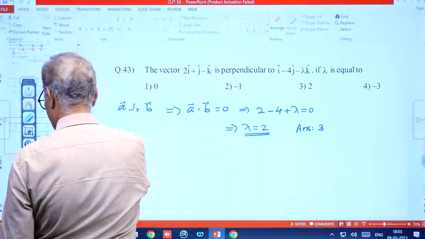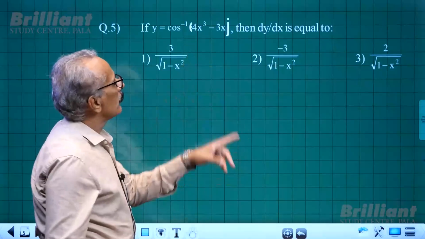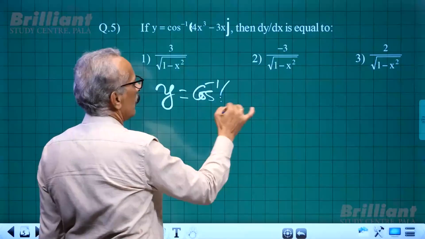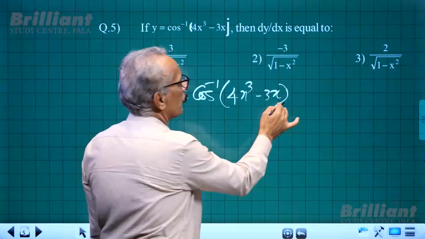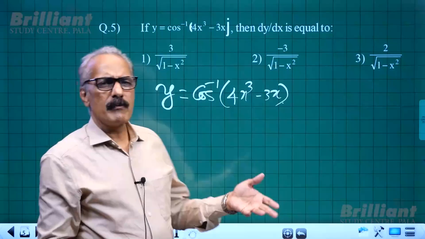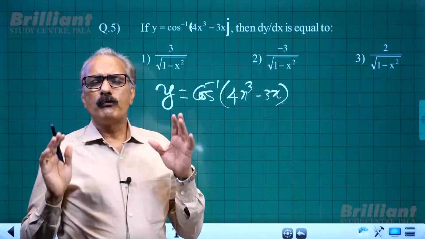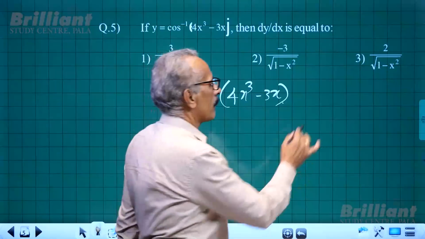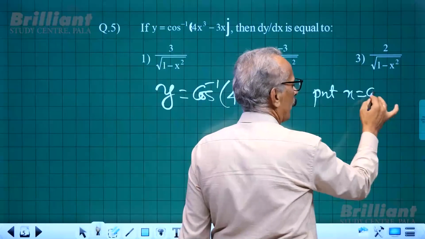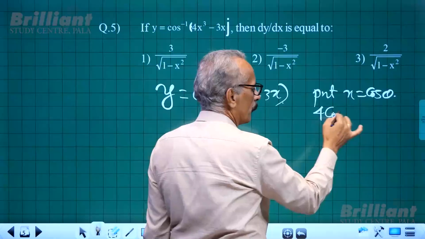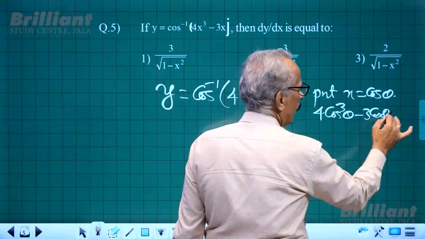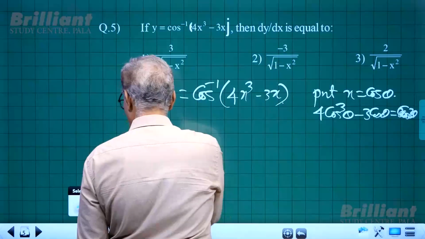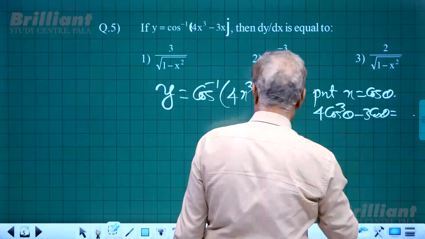If y is equal to cos inverse of (4x cube minus 3x). Whenever no conditions are given, we take it in the principal value branch. For 4 cos cube theta minus 3 cos theta, it's very clear that we have to put x equal to cos theta. Then 4 cos cube theta minus 3 cos theta is equal to cos of 3 theta. This is a formula for cos of 3 theta.